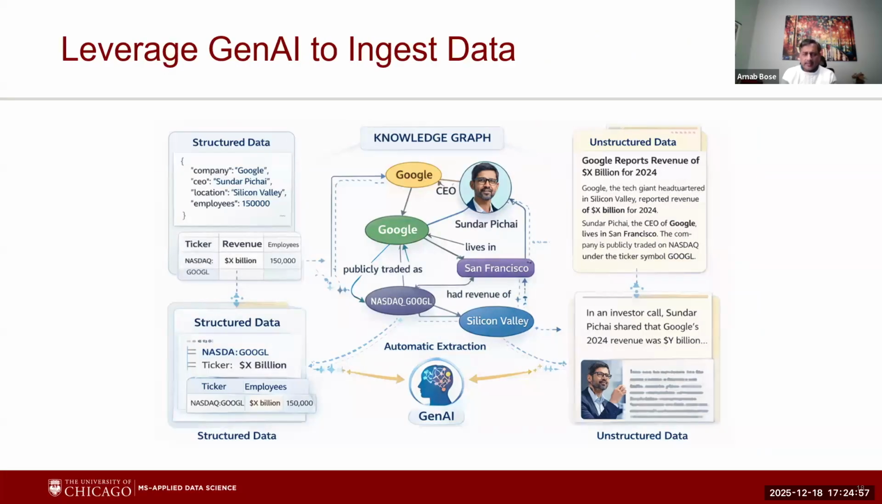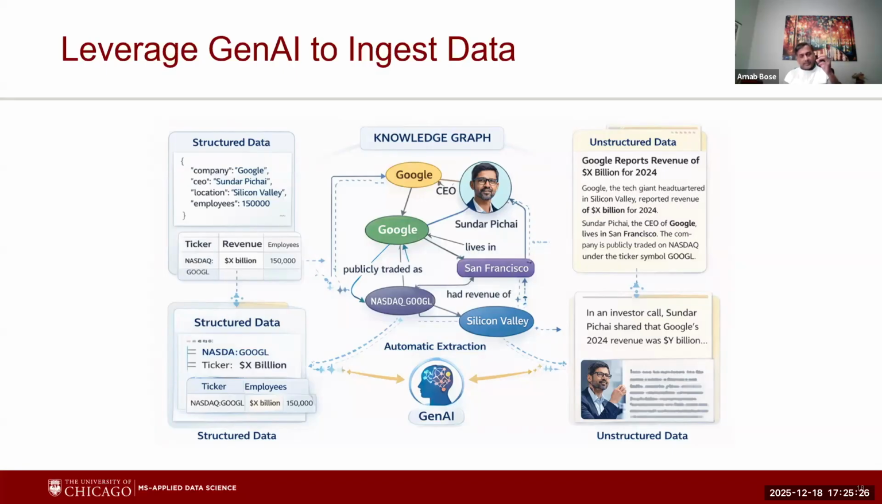Different types of structured data. You have a JSON at the top. You have some structured data, which is in a tabular format on the left. And on the right, you have the unstructured data, which are just analyst reports or reports on Google or investor call transcripts. You put that into Gen AI, and then out comes the knowledge graph code. So this is an example of leveraging Gen AI to ingest the data.